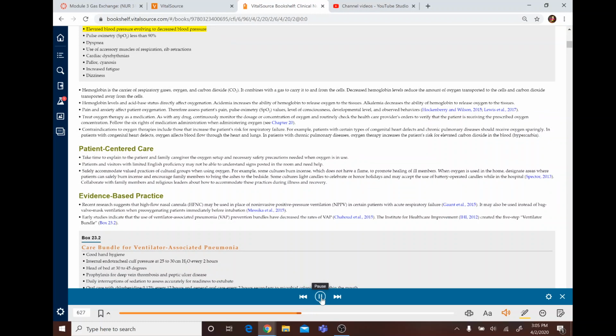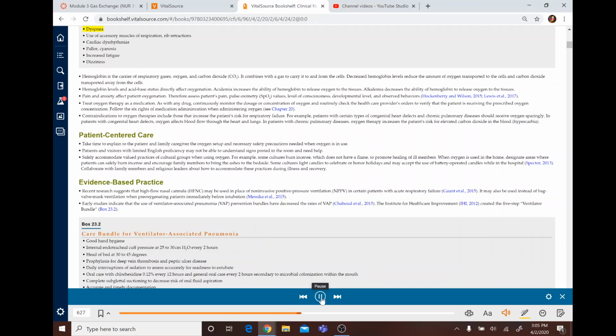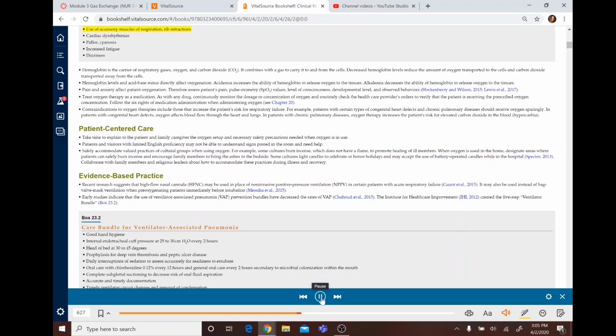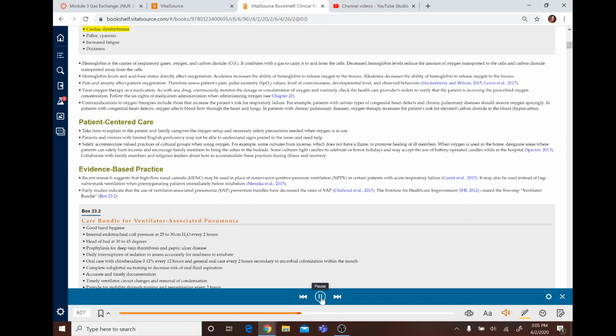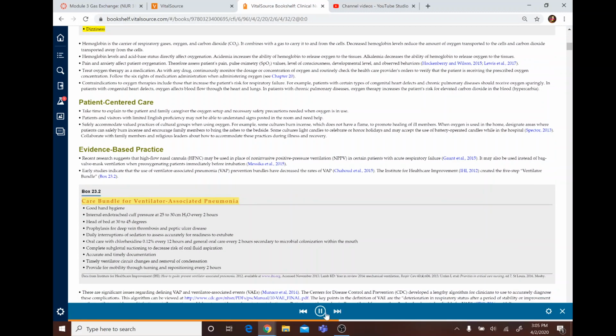Elevated blood pressure evolving to decreased blood pressure. Pulse oximetry, SpO2, less than 90%. Dyspnea. Use of accessory muscles of respiration, rib retractions. Cardiac dysrhythmias. Pallor, cyanosis. Increased fatigue.